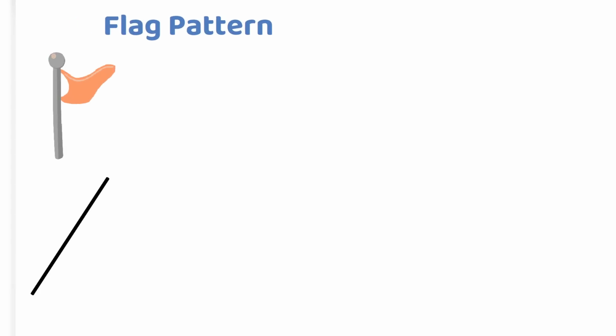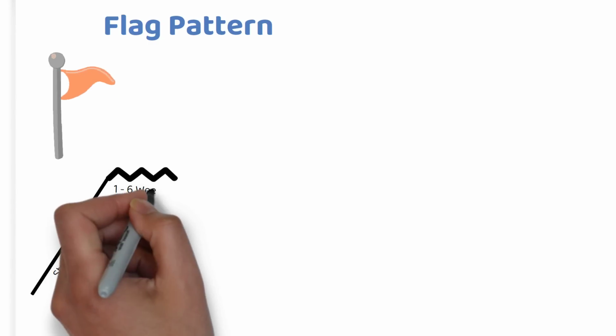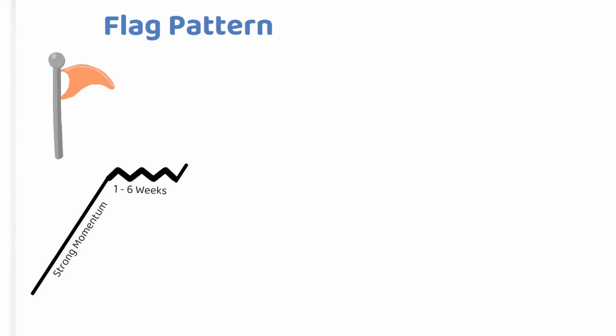Let's get to the next setup, the flag pattern. A flag pattern resembles a flag on the chart and is formed after a strong rally in the stock. The pattern is quite powerful as it is formed amidst very strong momentum in the price. The pattern lasts for 1 to 6 weeks and is generally followed by a strong move.